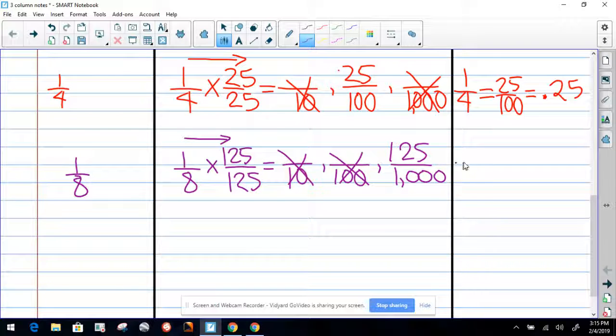Now, the equivalency is right here. We're going to write now the same number, and we're going to write the equivalent fractions. So now we know that 1/8 equals 125 thousandths, and that equals in decimal form 125 thousandths.